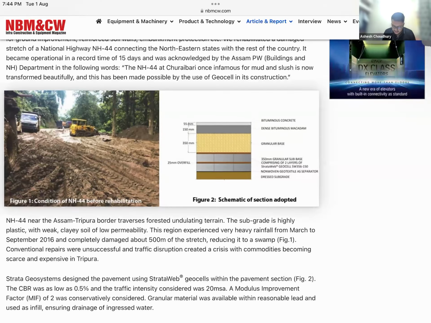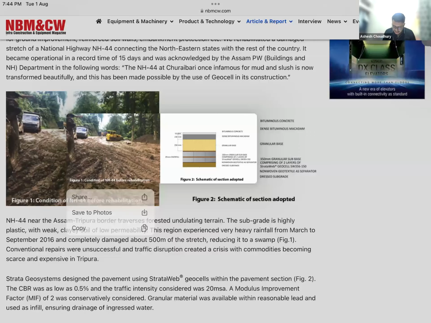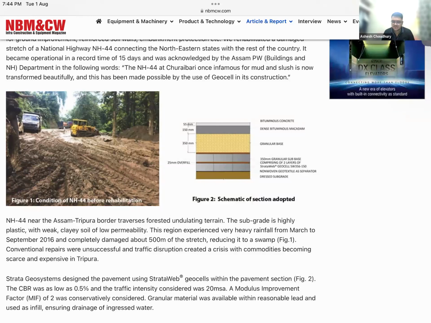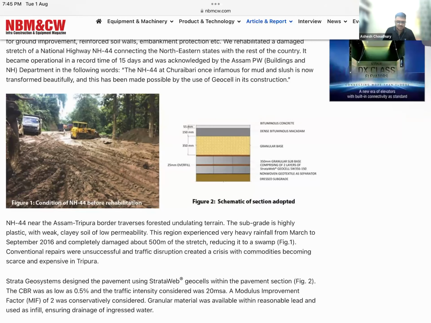So initially we have a subgrade here. Above that, a geotextile was used as a separator. Above that, these 2 layers of geocells were used. Above the geocell, this granular base, and the normal road was constructed. Okay, so this was the initial figure one. This figure one was the initial condition of the road.